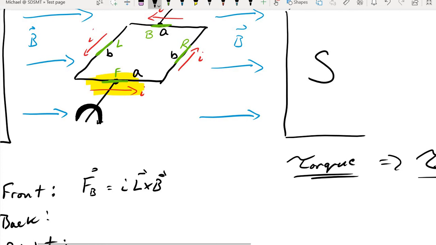And the direction for L is always the direction of the current. For the front face, we have our current running to the right, and the length of that wire that we're running through has a value of A. So our cross product will now be updated to A cross big B.